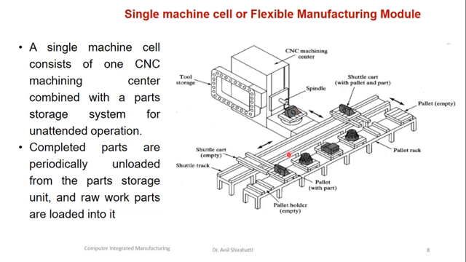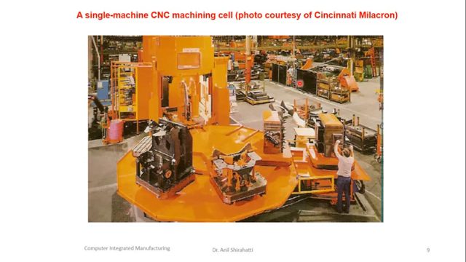Now in this case the parts may need different operations. You can see this is a different part, and this is again a different one. So three types of parts are produced on the same machine. This machine is capable of doing multiple operations on multiple products, and this is the storage system. One part goes here and gets loaded. Once the operation is done, it goes here and gets unloaded. Like this, it is capable of machining different types of parts. So this is a simple example of a single machine CNC machine tool.